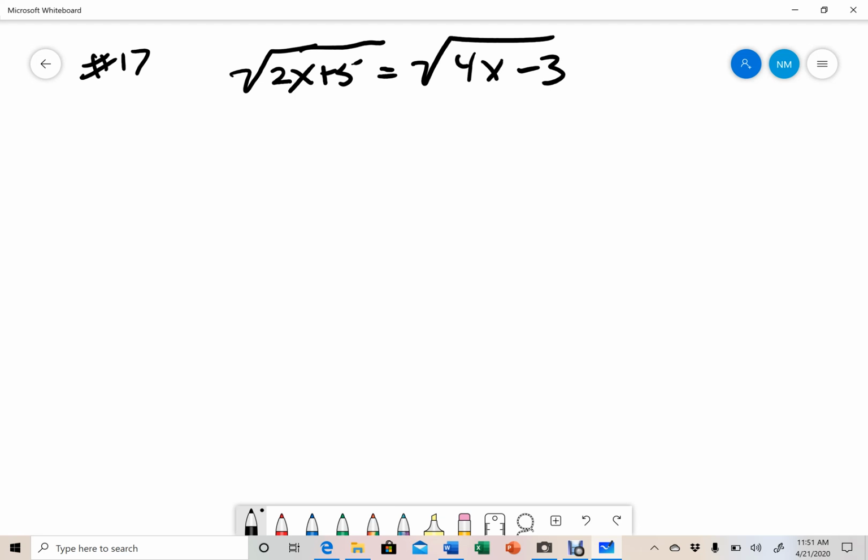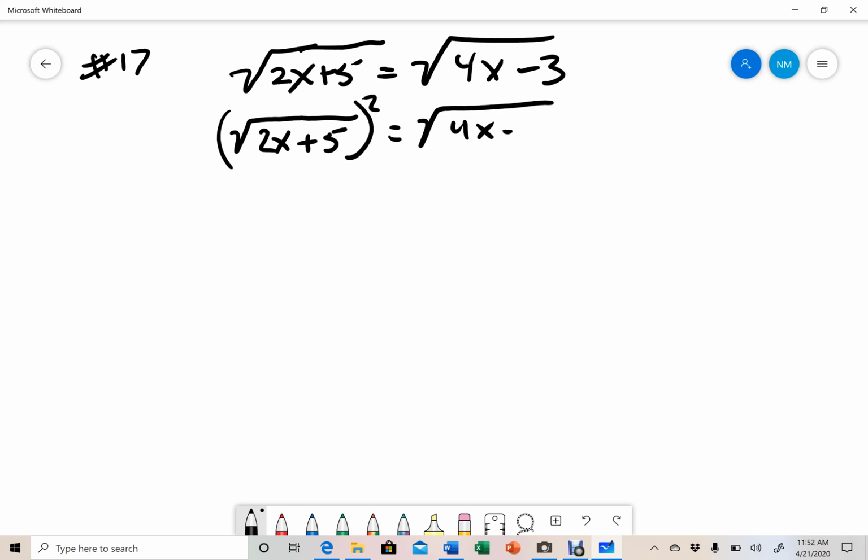So what we're simply going to do is get rid of the radical signs, all right? How do we get rid of radical signs? Well, the only way to get rid of radical signs is to square them. So we're basically just going to square both sides of these. 2x plus 5 squared, and then 4x minus 3 squared. So remember, when we square, it simply removes the radical sign, and I'm left with 2x plus 5 equals 4x minus 3. Well, now this is a lot easier to solve here, okay?